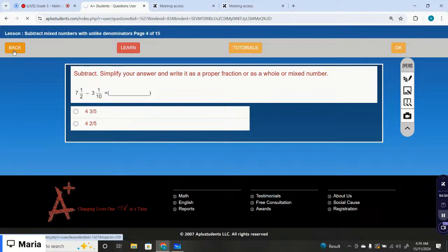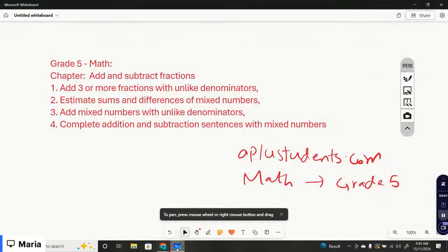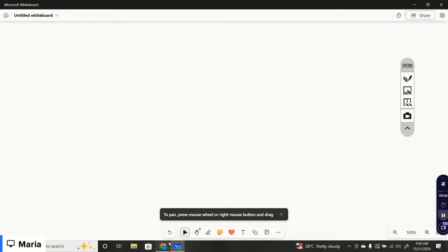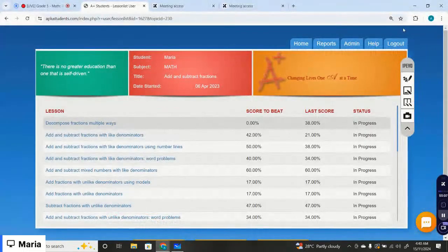So, we were working on grade 5 math. The chapter we are working on is add and subtract fractions. The lessons we have covered today are add three or more fractions with unlike denominators, estimate sums and differences of mixed numbers, add mixed numbers with unlike denominators, and complete addition and subtraction sentences with mixed numbers. So please make sure before the next session you complete all the practice questions for the lessons we just did. That is your homework until the next session.